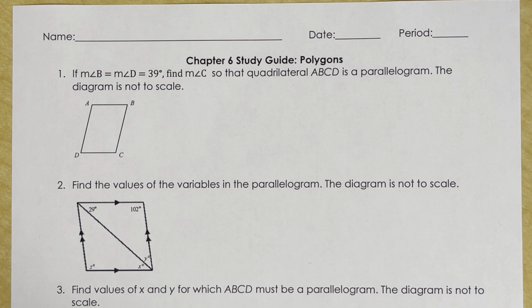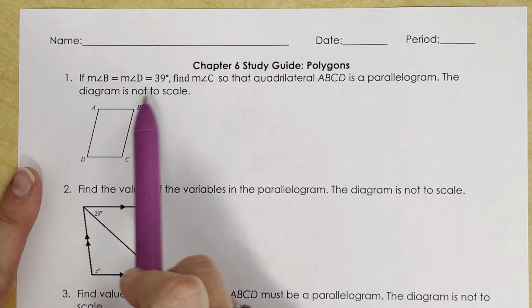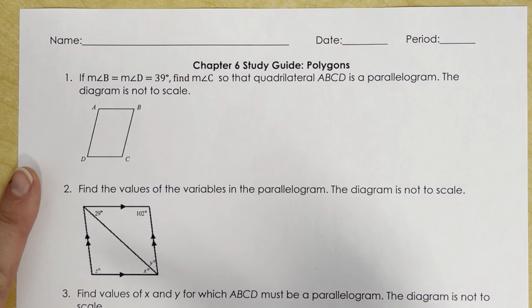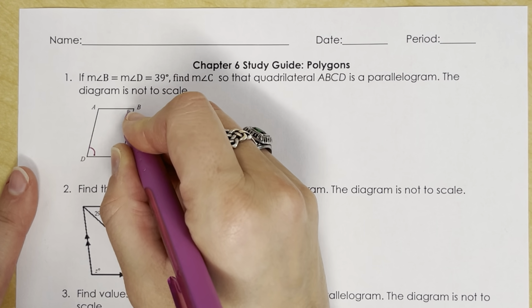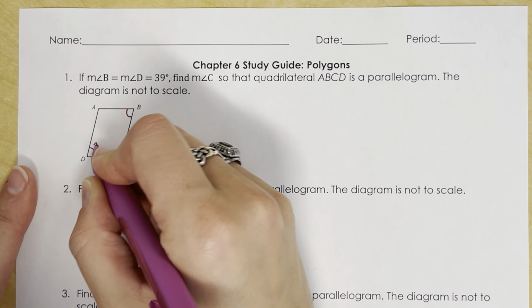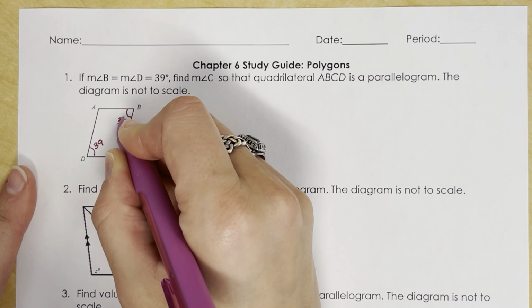Number 1, if measure of angle B is equal to measure of angle D, and they're both 39 degrees, find the measure of angle C so that quadrilateral ABCD is a parallelogram. The diagram is not to scale. Now, I'm going to mark in angle B and angle D, both being 39 degrees, and they're the same, so I'm going to put one arc mark on both.